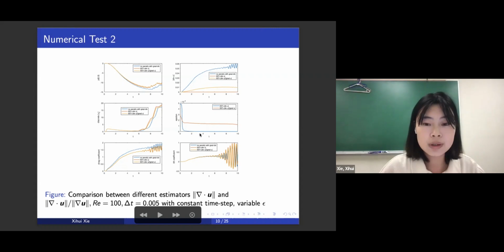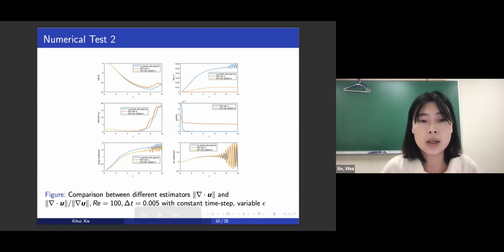And also the evolution of the pressure, and the lift and the drag, behave similarly for both estimators. So currently we cannot draw a conclusion about which estimator is better, so future study will be needed.